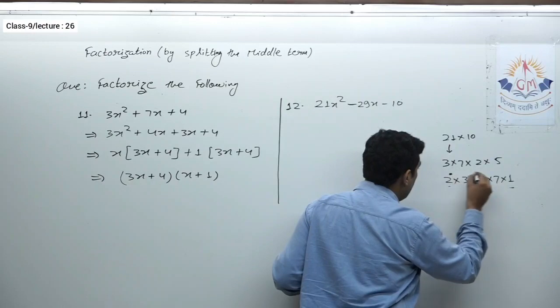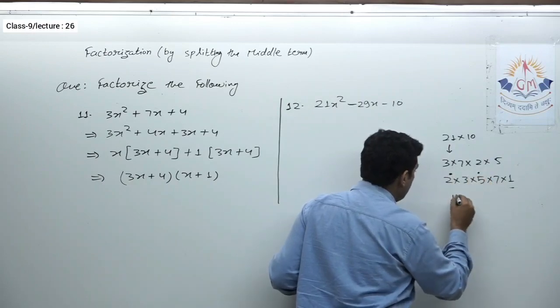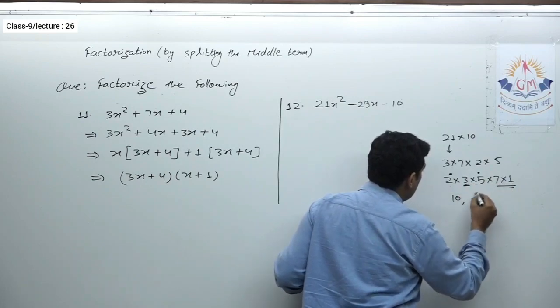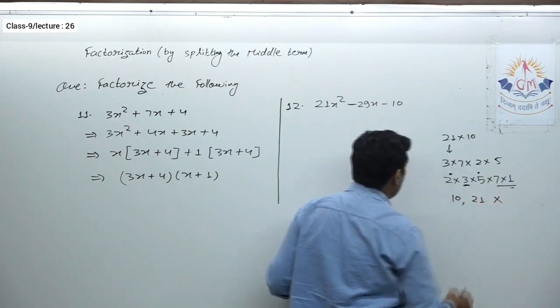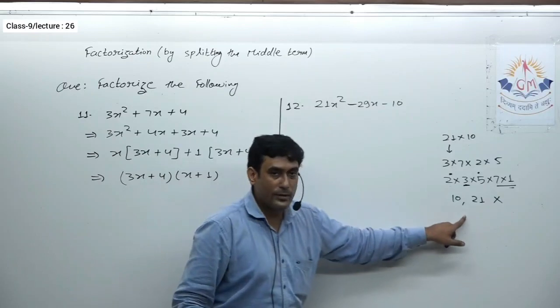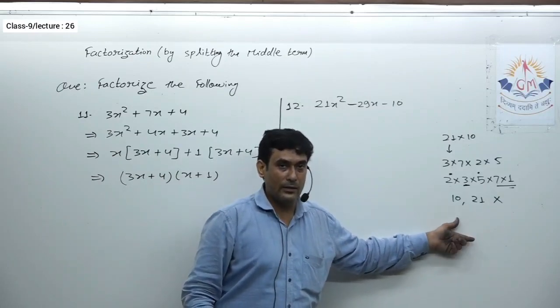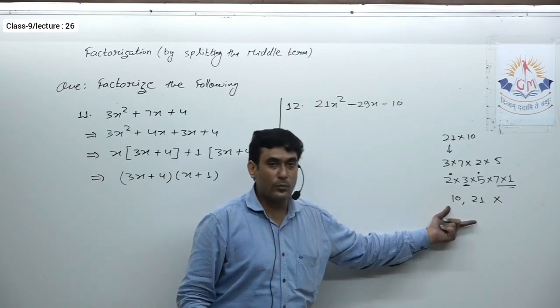Now if I take these two together, that is 10, and this 3 and these two together, that is 21. Again this is an incorrect combination, because their difference is either 11 or minus 11, and the sum is 21.